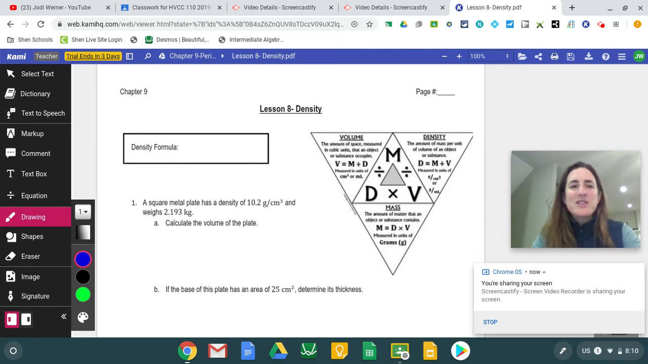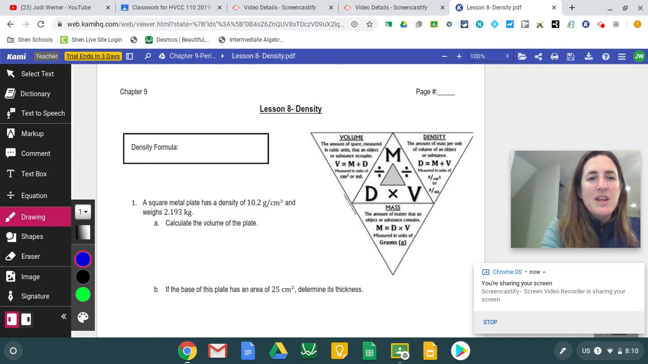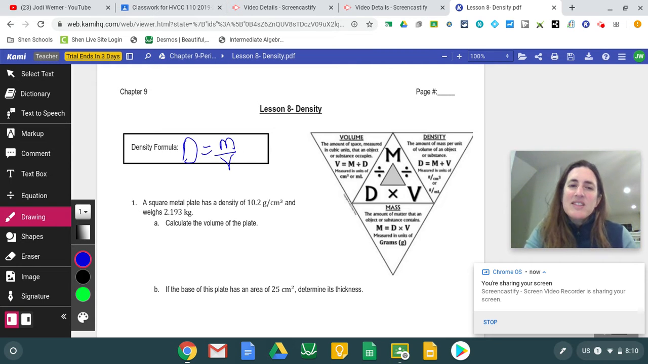So we've used the density formula once in a question before. Density is equal to mass divided by volume. M stands for mass and V stands for volume. And in case you need to, you can refer to the little chart on the other side there.